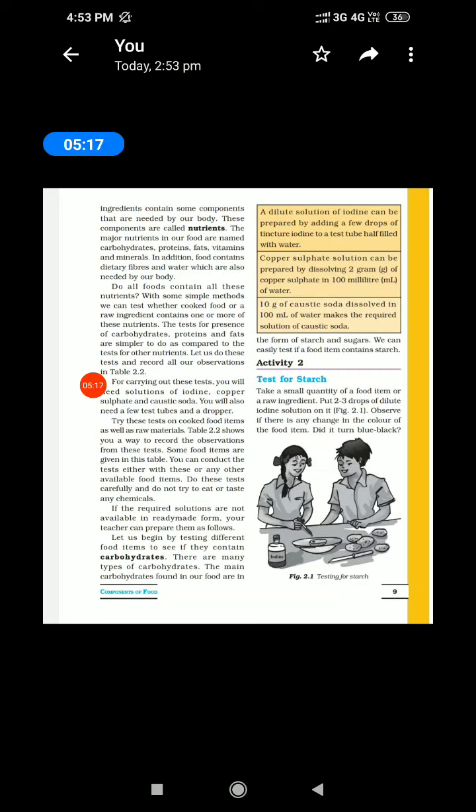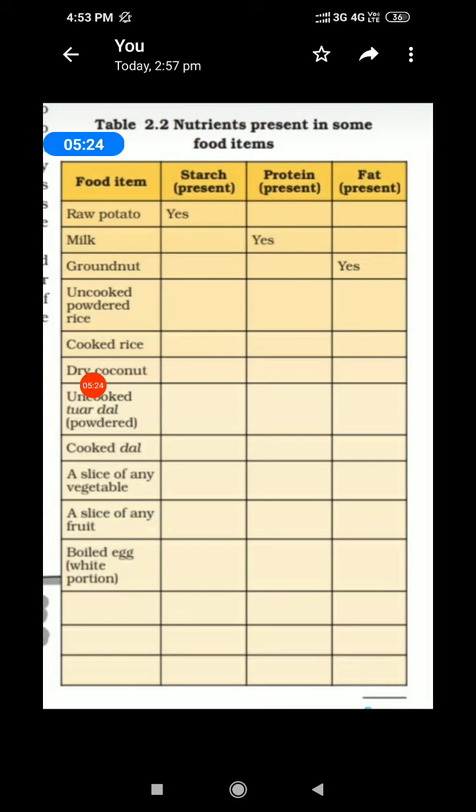Okay, now we will learn about table 2.2. Listen, all of you. Nutrients present in some food items. All of you note the answers. The first column, food item, then starch, protein, fat, present or absent. Now I will tell the answers. First, raw potato. Raw potato, presence of starch, so yes. Next, absence of proteins and fat.